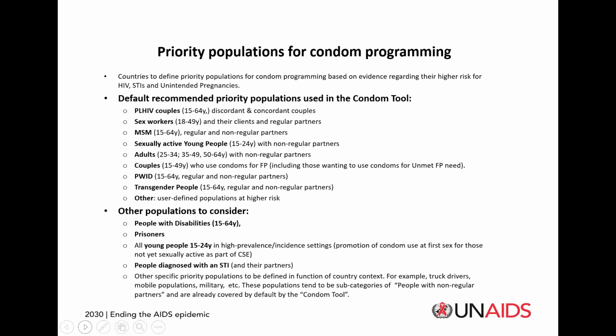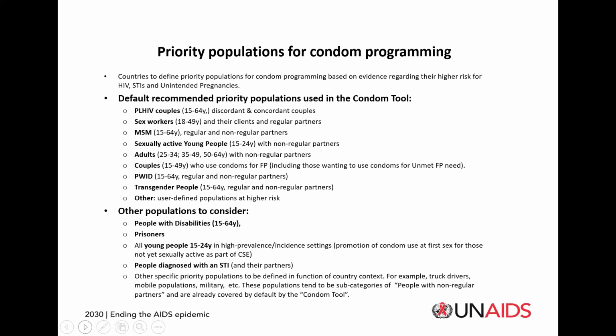So as I said, critical to the Condom Tool is this identification and prioritization of populations that have priority needs for condom programming. The identification is based on their higher risk for HIV, STIs, and unintended pregnancies. That is another feature of this tool and methodology, that it looks at the comprehensive condom needs in the country.